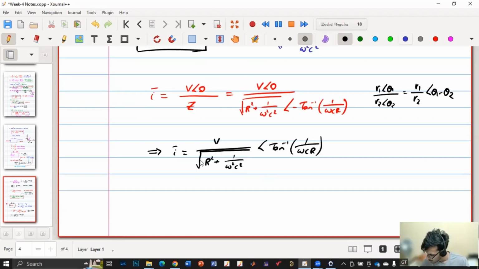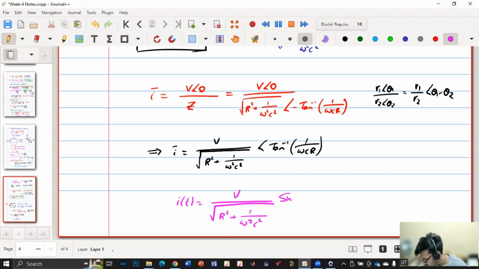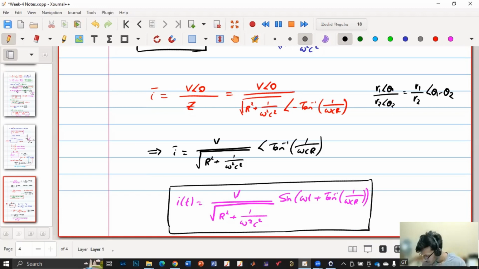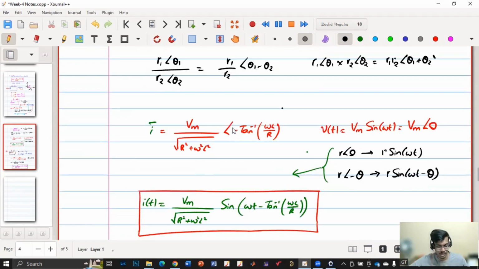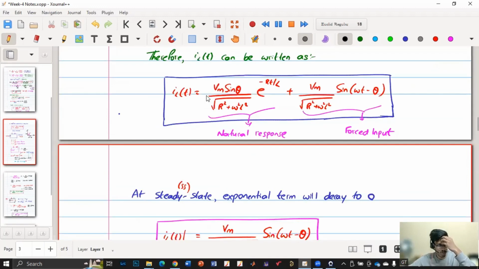Now if I want to convert this into the time domain, can anyone tell me what it will be? It will be sin of omega t plus theta, where theta is tan inverse 1 by omega C R, and the amplitude is Vm by the magnitude of Z. Okay, so I have got this type of expression. Now I can see that I can simplify a complicated circuit within a few steps. Now let us again go back to our RL circuit.